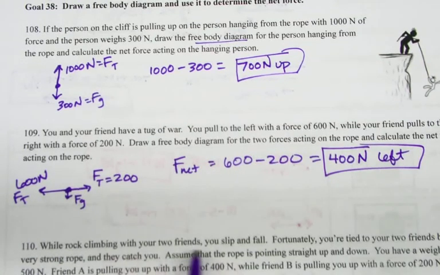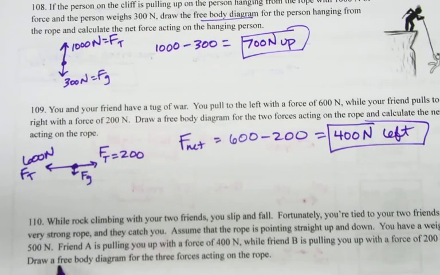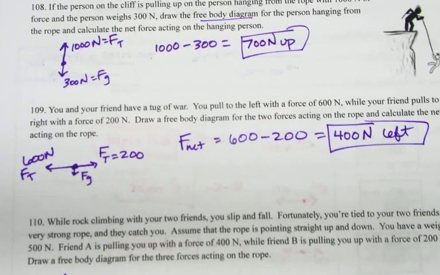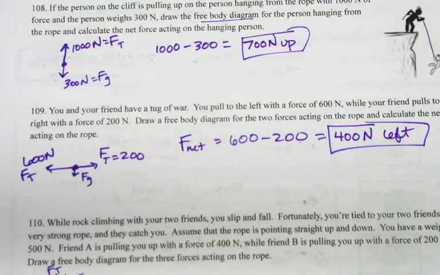All right, we're rock climbing with friends. You slip and fall. Luckily, you're tied to your friends by a strong rope. The rope is going to point straight down. Now, you have a weight of 500 newtons. And one friend is pulling you up with a force of 400 newtons, and the other one is pulling you up with 200 newtons. Okay, so these are tension forces. This is your weight force.